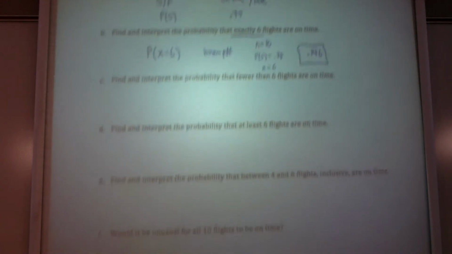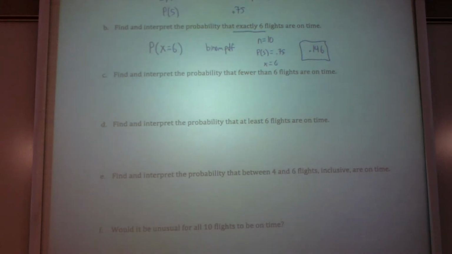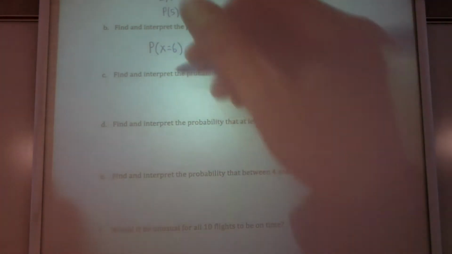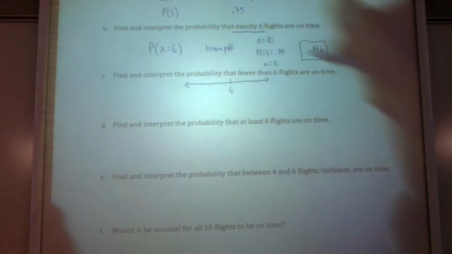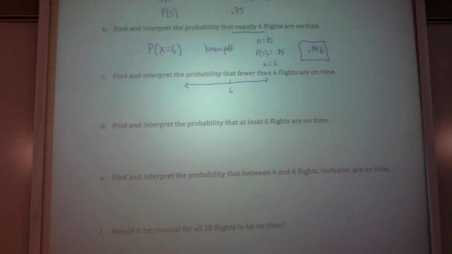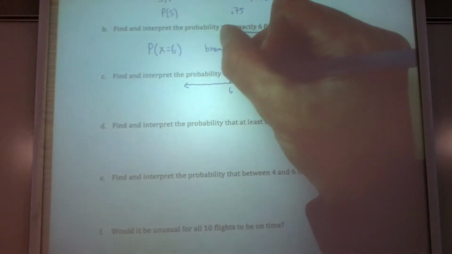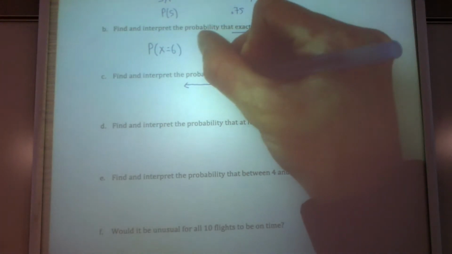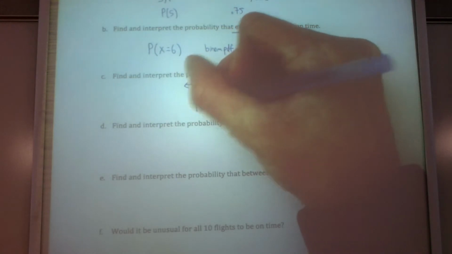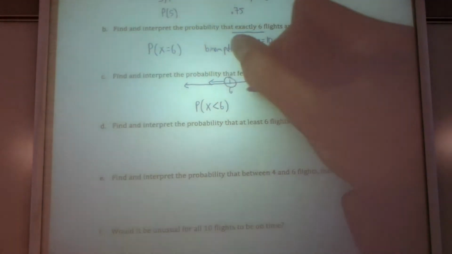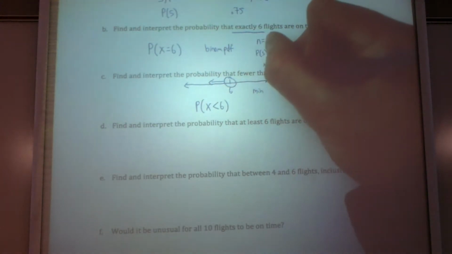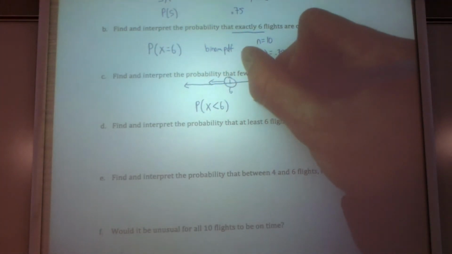Cool. Find and interpret the probability that fewer than 6 flights are on time. Is that a PDF or a CDF? Fewer than 6. So I'm going to draw my number line. Here is 6. When we say fewer than 6, are we including it? No, it would be less than 6. So I'm going to do an open circle and go that way. So this is the probability that X is less than 6. When we do that, it means our minimum number of on-time flights would be 0. You can't have negative on-time flights.